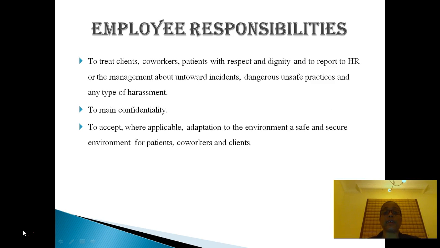We need to treat clients, co-workers, patients with respect and dignity, and to report to HR or the management about untoward incidents, dangerous, unsafe practices, and any type of harassment. We need to maintain confidentiality, and we need to accept, where applicable, adaptation to the environment, being a safe and secure environment for patients, co-workers, and clients.